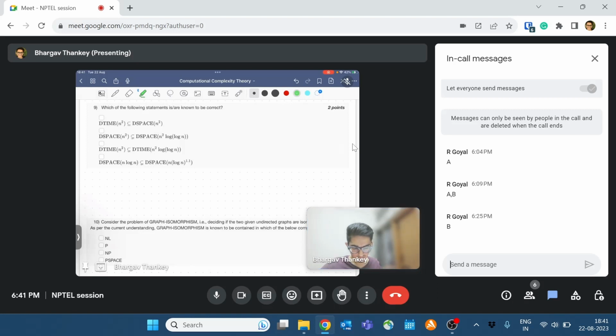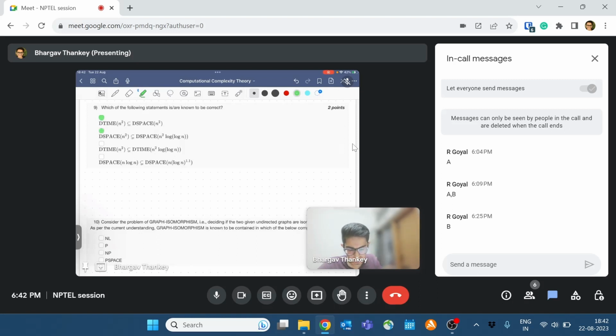So the first option is clearly correct. Regarding the second one, we have to apply the space hierarchy theorem and check whether n square is small o of n square log n, which I think is yes. So the second one would also be correct.